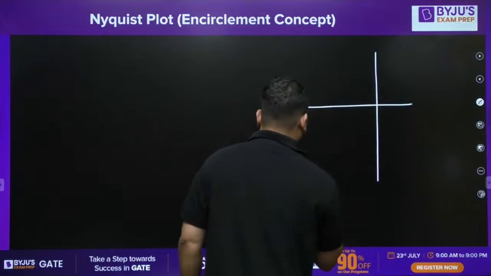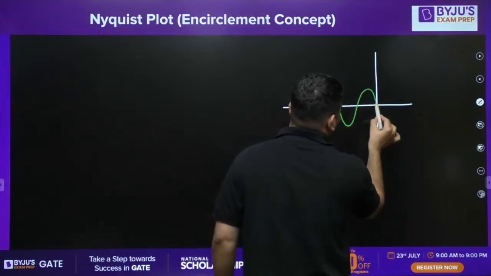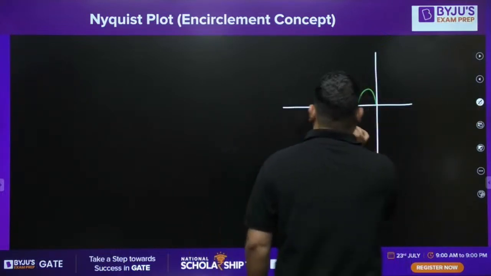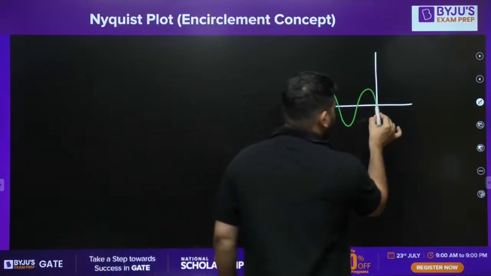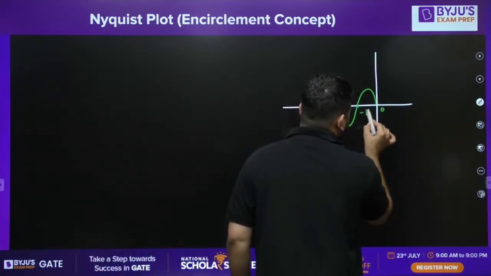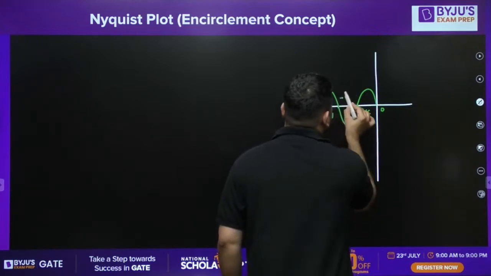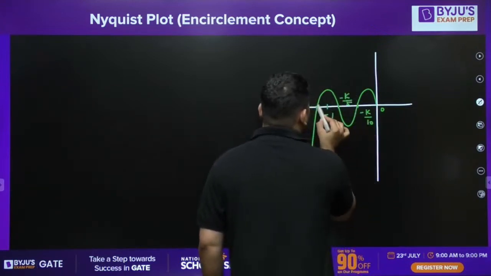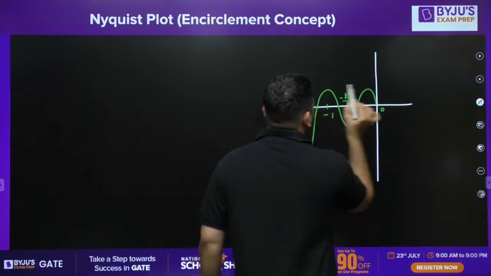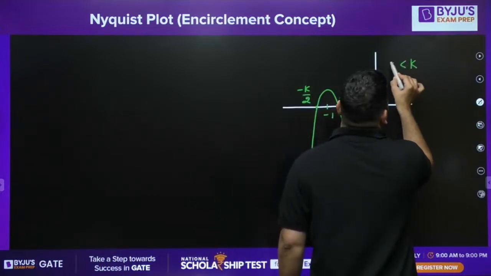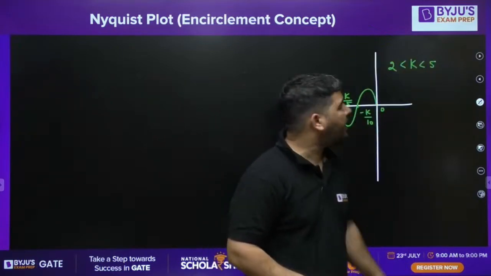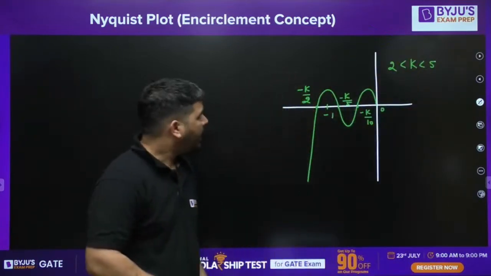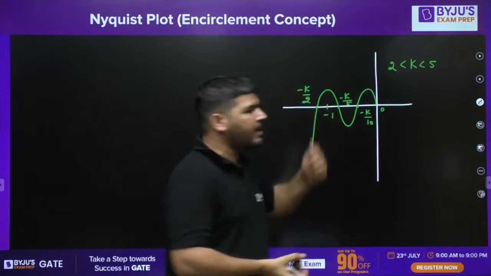Okay, so this is the polar plot we have. And I'm assuming that minus 1 is lying at this point. So this was 0, this was minus K by 10, this was minus K by 5, and this is minus K by 2. It means what I'm assuming is that K is greater than 2, less than 5. Previously it was between 5 and 10, now it is 2 and 5. If K is between this range, then minus 1 will lie here.